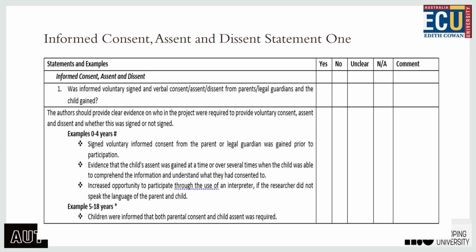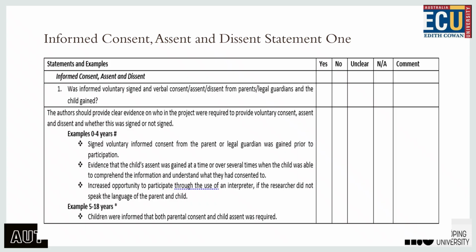Some specific exemplars for the age bracket 0 to 4 include signed voluntary informed consent from the parent or legal guardian was gained prior to participation, evidence that the child's assent was gained at a time or over several times when the child was able to comprehend the information and understand what they had consented to, and increased opportunity to participate through the use of an interpreter if the researcher did not speak the language of the parent and child.